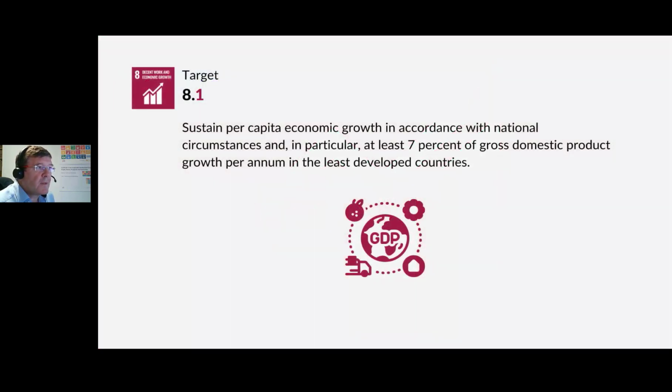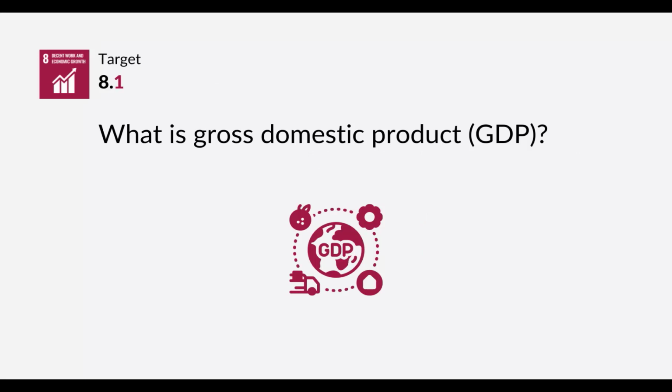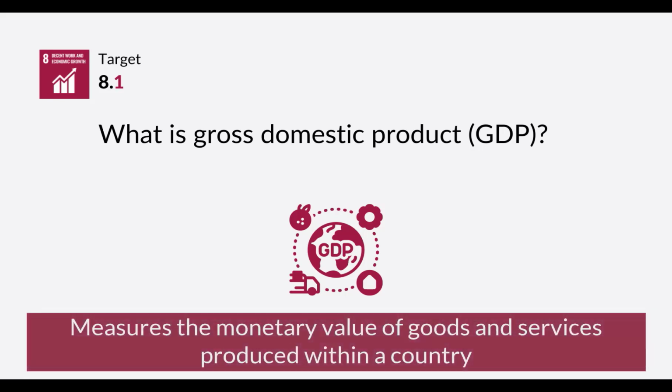Target 8.1. Sustained per capita economic growth in accordance with national circumstances, and in particular at least 7% of gross domestic product or GDP per annum in the least developed countries. So I'm sure some of you are familiar with what GDP is. GDP measures the monetary values of goods and services produced within a country's boundaries in a given time period. That's usually a quarter or a year. Changes in output over time as measured by the GDP are generally accepted as the most comprehensive gauge of an economy's health.